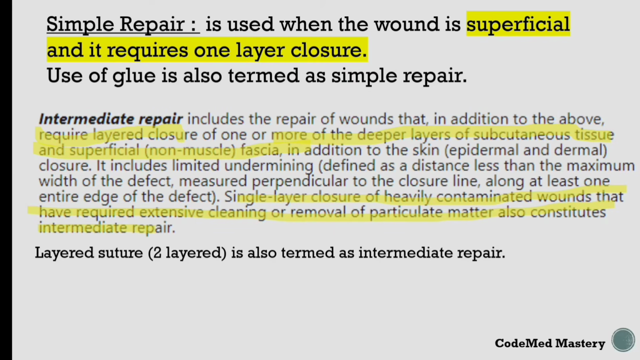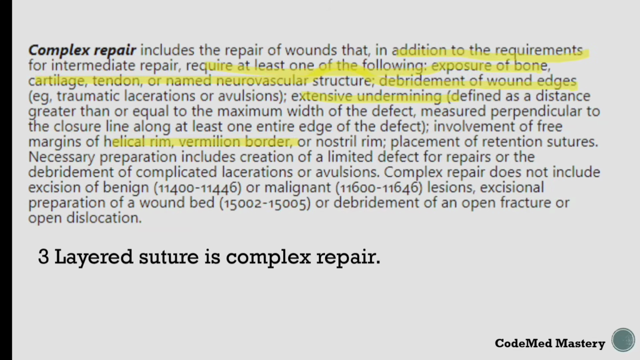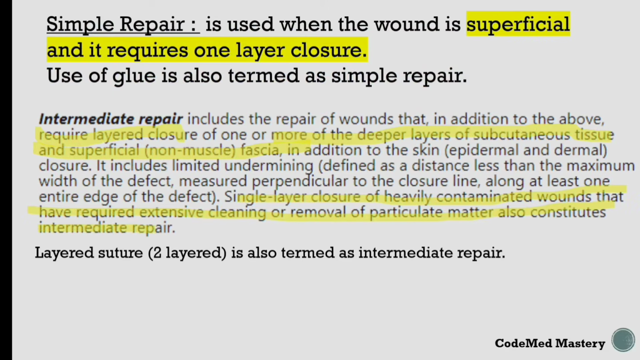So how will you come to know if the repair is simple repair, intermediate repair or complex repair? So let's check. In simple repair, the wound is superficial and it requires only one layer closure. And also use of glue must be present in order to code simple repair codes. The main terms are superficial and it requires one layer closure. If in the question one layer closure is mentioned, then it is simple repair.